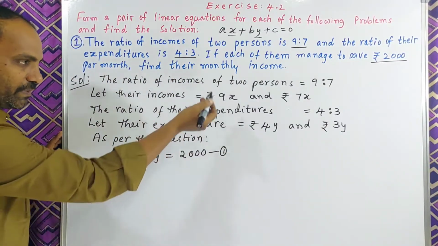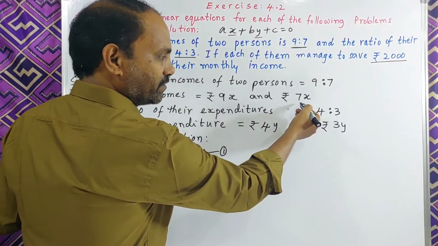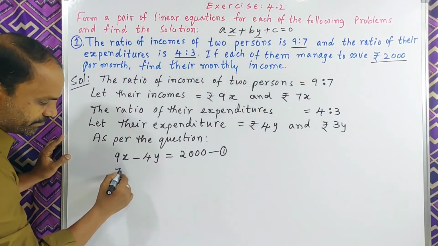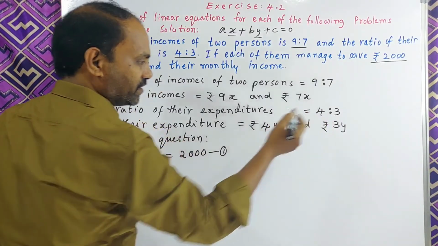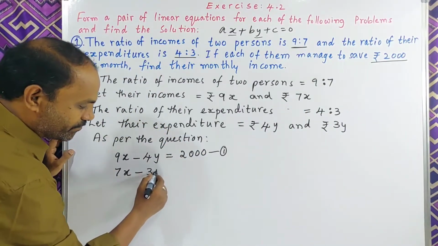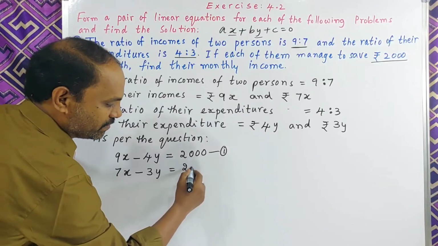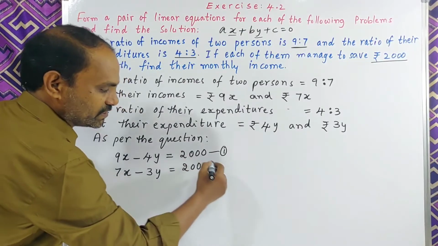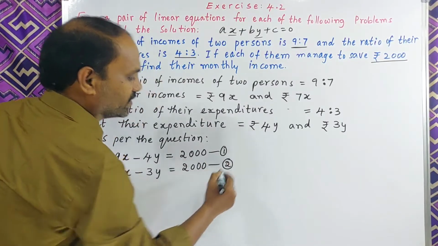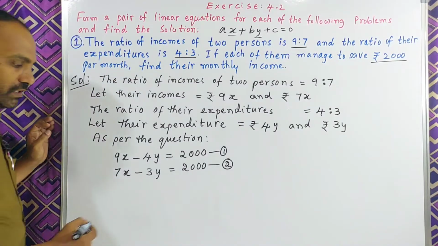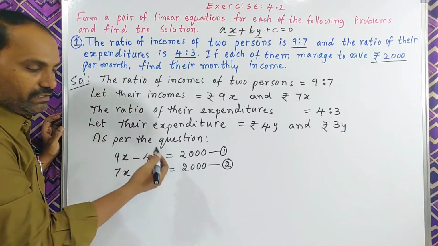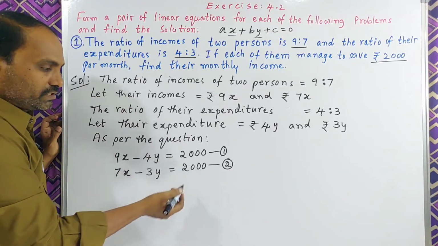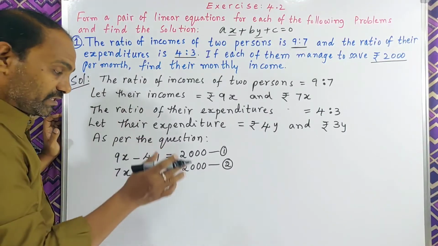Next, second person income 7x minus his expenditure 3y is also his savings 2000. So this one is equation 2. By the elimination method we can solve this one. The elimination method is very important.